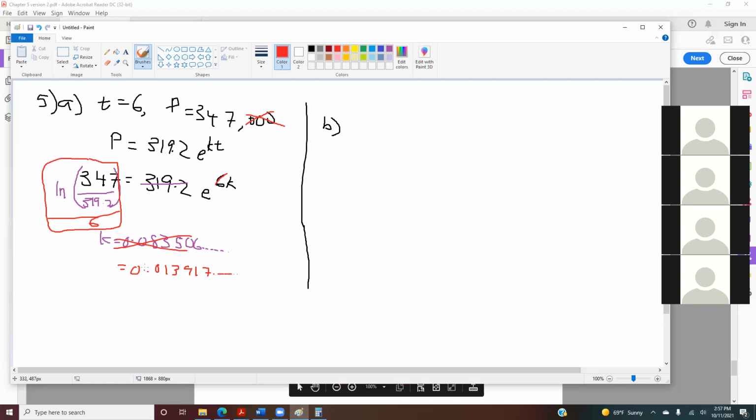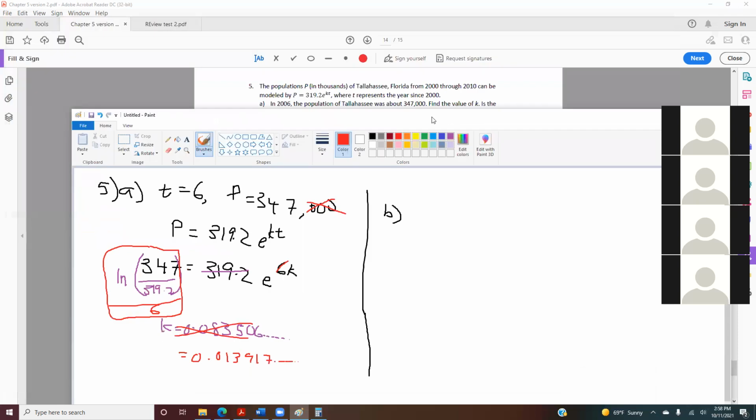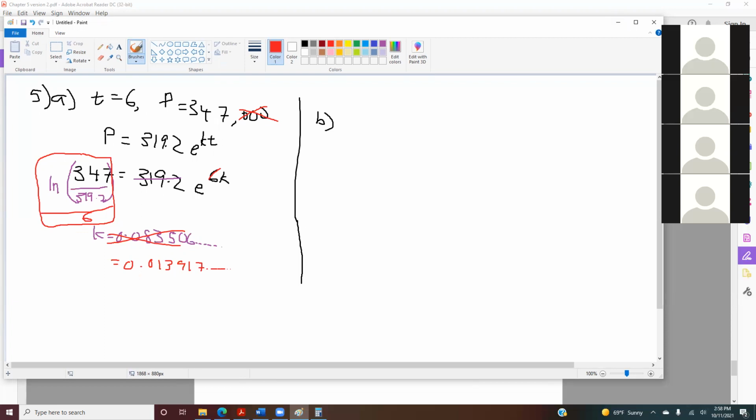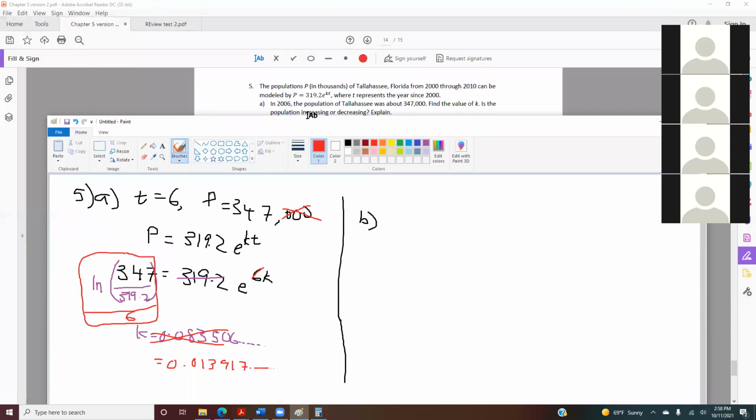So that's why I'm asking for K. The question is asking for K. You guys all right here? Questions. So now the question is: is K increasing, is the population increasing or decreasing?